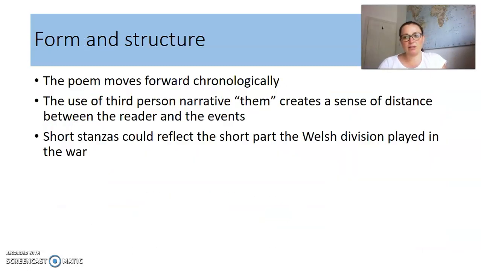So final thing that I just want you to be aware of and maybe take some notes is a couple of bits about the form and structure. So the poem moves forward chronologically. So we talked about that word, that was in your key quiz at the start. So it moves forward as things occur, as time passes. The use of third person narrative, where it refers to them, creates a sense of distance between the reader and the events that are happening.